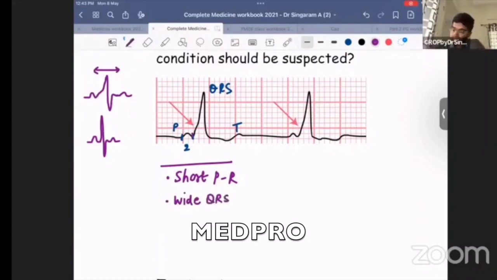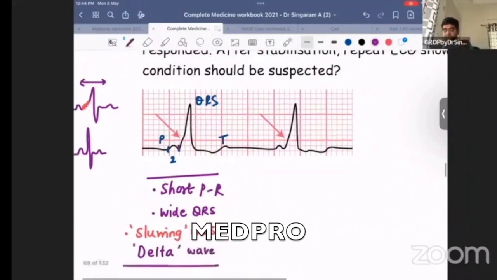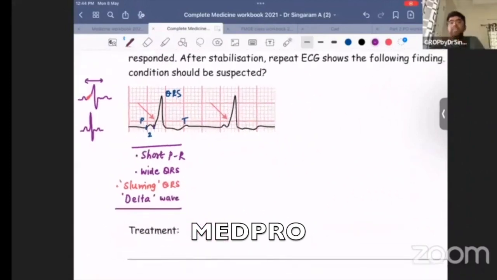Number two, this is the area which I want you to remember. The QRS is beginning with a slow rise, and then only it is quickly picking up. It is not a normal looking QRS. This is what we call slurring of the QRS complex. Any of you know what is the name of this? This is what we call a delta wave, where there's a slurring of the QRS complex. So 3 findings I have told you here: short PR, wide QRS, and third is a delta wave which is present.